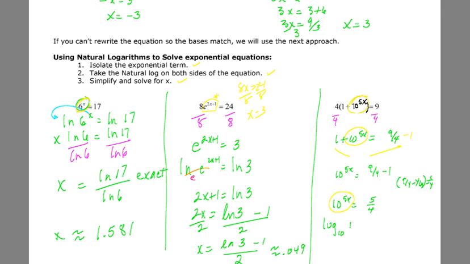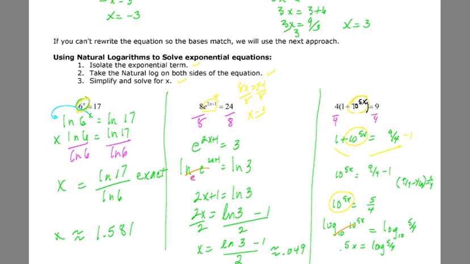Log base 10 of 10 to the 5x. Now notice I normally don't write the base on log base 10, but I'm just putting it in here for emphasis. See, the base is matching. That stuff's going to cancel. Gives us a quick follow through. 5x equal log of 5/4.